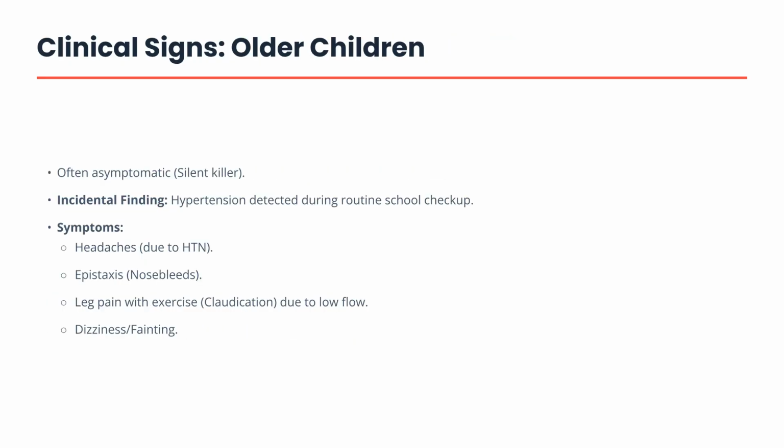In older children, COA is often asymptomatic, earning it the nickname silent killer. It may be an incidental finding of hypertension. Symptoms can include headaches, nosebleeds, and leg pain with exercise, which is known as claudication.